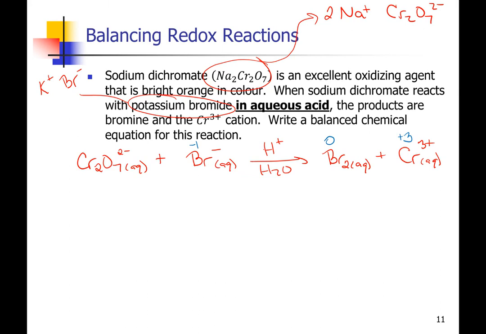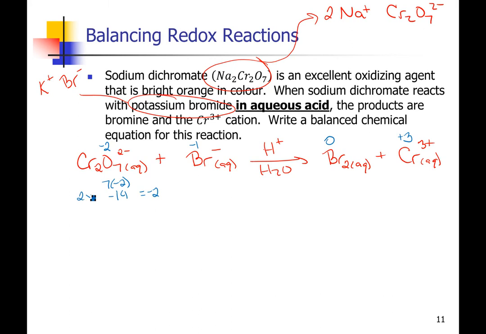And so in any chromium-oxygen bond, the oxygen is going to get the electrons, bringing it to a total of 8 valence electrons in this oxidation state counting system, and an oxidation state of -2. So we have 7 of those at -2, which is -14. And we want our total oxidation states to add up to -2.